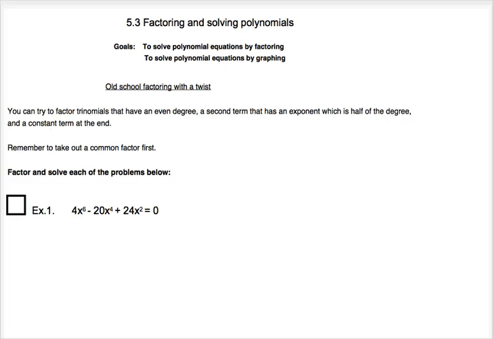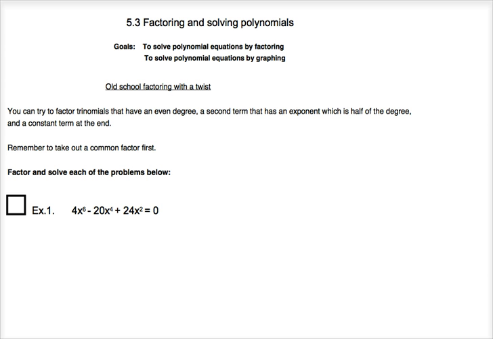Alright, here we got lesson 5.3, which has got some new factoring in it. We're going to continue to work on finding zeros, but in order to find zeros of these larger polynomial functions, we need to be able to factor them. So we're going to work our way towards some new techniques that you haven't worked with before, but we're also going to look at old school factoring.